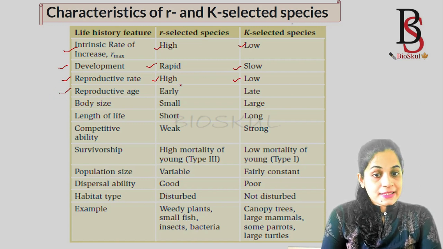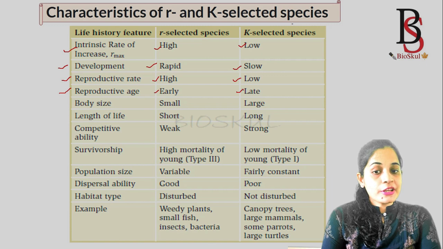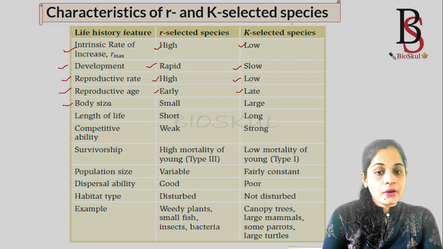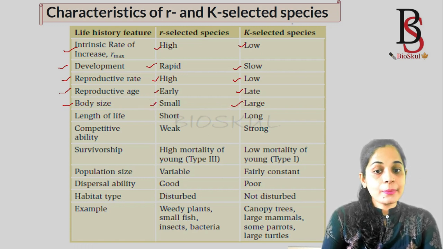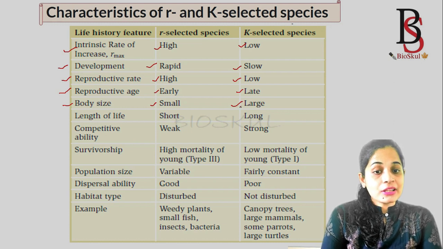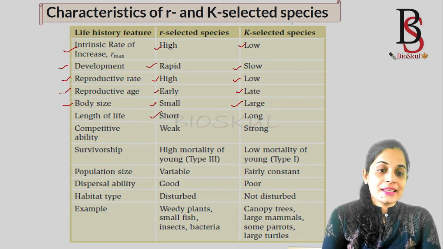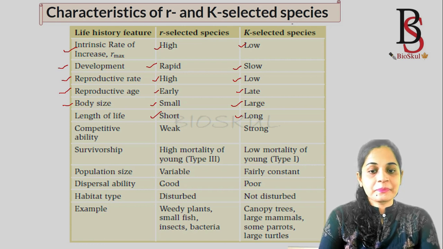R selected species start reproducing at earlier ages, whereas the K selected species start reproducing later in their life. Then the next one is body size. R selected species mostly have a smaller body size, whereas K selected species have a larger body size. Then the length of life. The lifespan is short in R selected species, whereas it is long in K selected species. They live for a longer time.